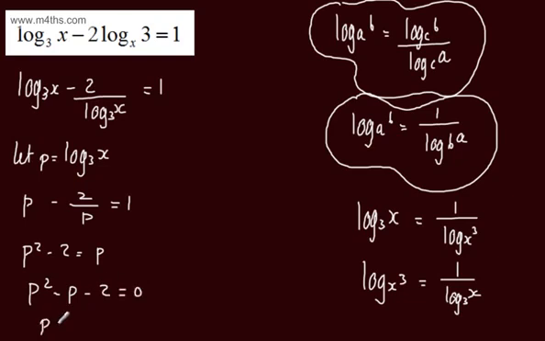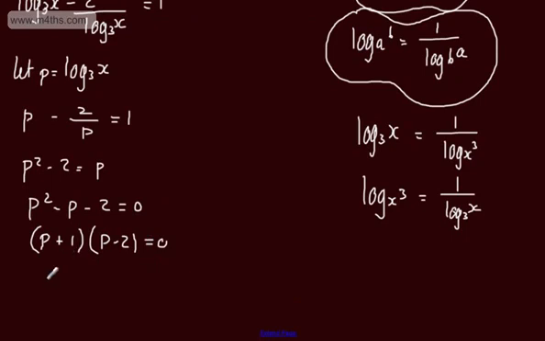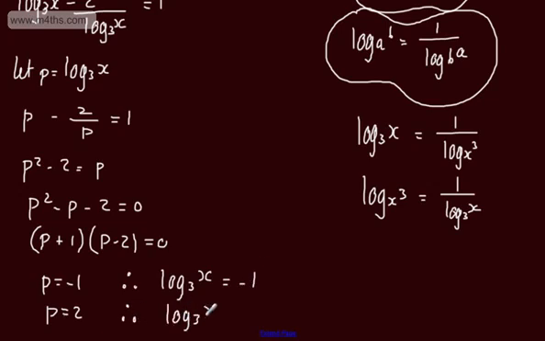So we're going to have (p plus 1)(p minus 2) is equal to 0. So let's now consider what we've got. We've got p will be equal to minus 1, or p will be equal to 2. We know that p is equal to log to the base 3 of x, so we can say log to the base 3 of x will be equal to minus 1, or log to the base 3 of x is equal now to 2.